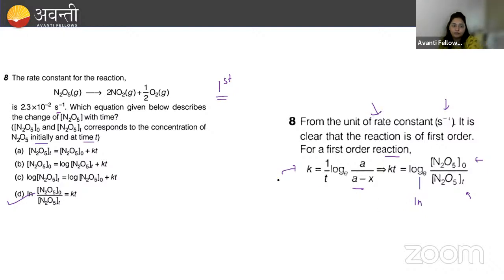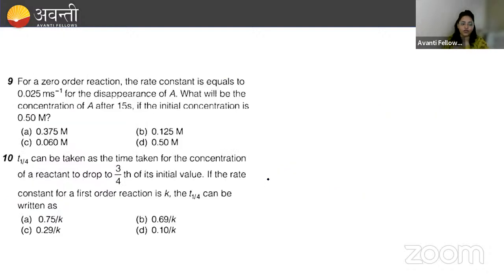From the unit, see, from which value we have calculated this? From the unit of rate constant. It is clear that the reaction is first order reaction. We simply know the rate constant equation for first order reaction. Just put all these values. You are good to know about the answer. Let's move on to the next problem.